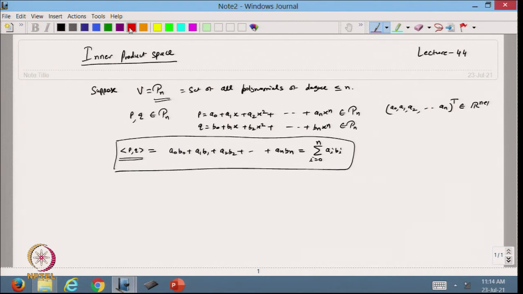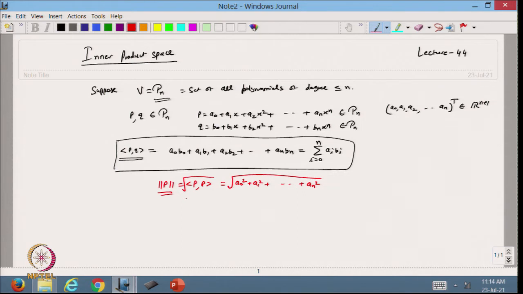Now I will define the norm on p. The norm of p is equal to the inner product of p with itself, and then taking the square root. So, this is equal to the square root of a naught square plus a1 square up to an square. This is how I can define the length, or the norm, of the polynomial.